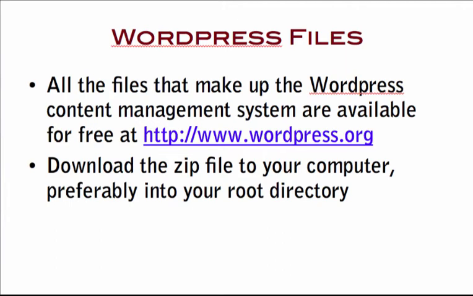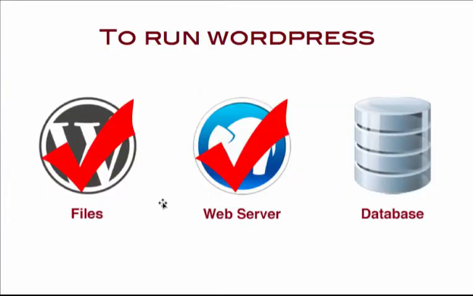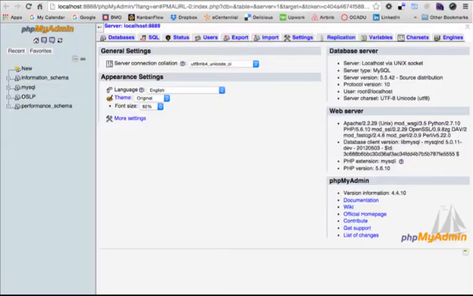So now we've got the files and we've got the web server. So what is next? It is the database. Now, if you have got MAMP or WAMP or XAMPP on your computer, your database should be found at localhost/phpMyAdmin. Now, you'll see in my address bar there, it actually says localhost:8888.